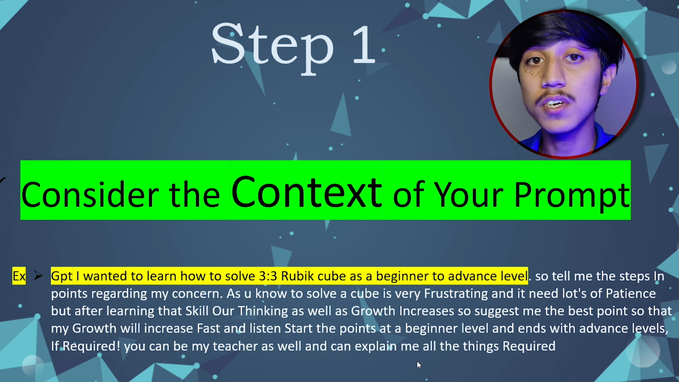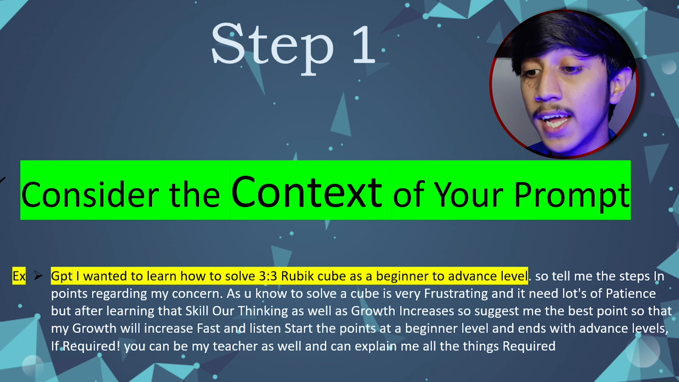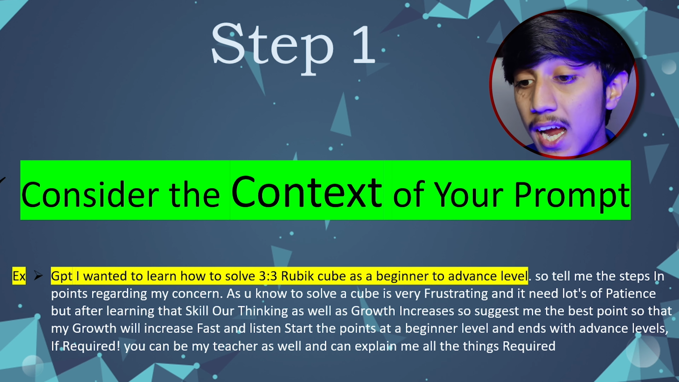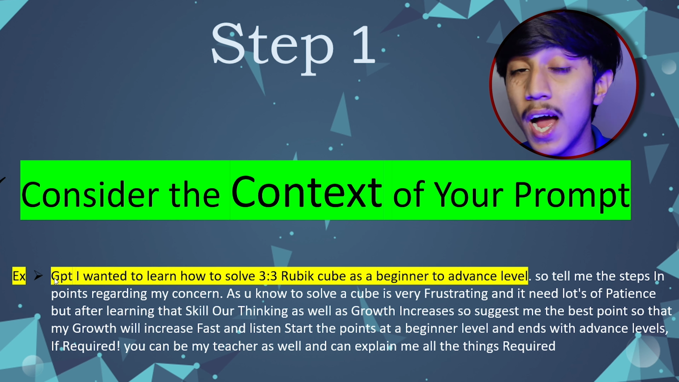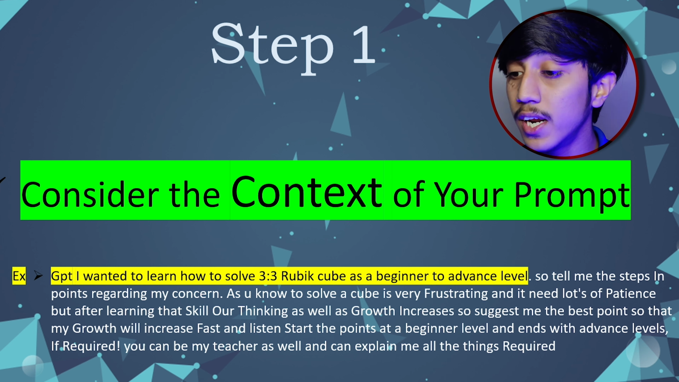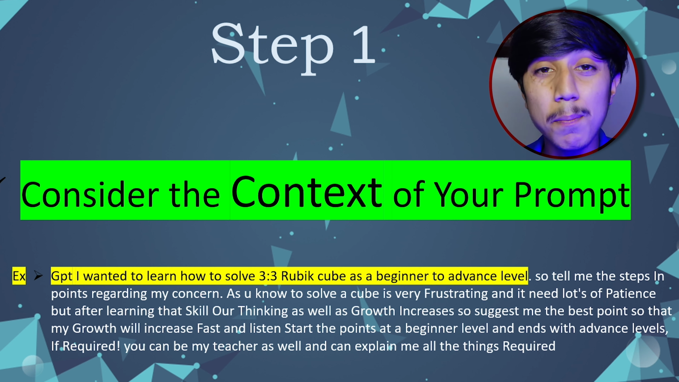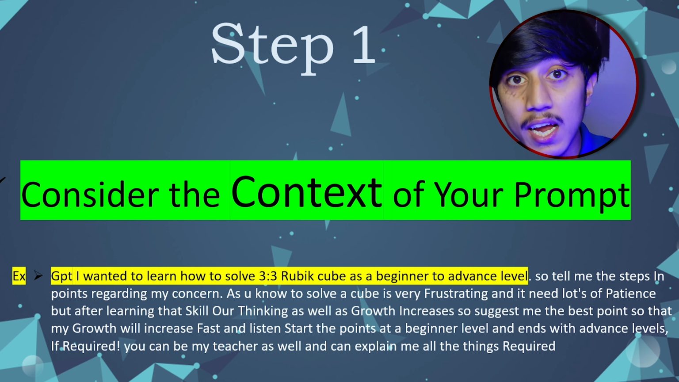So guys, the first step is to consider the context of the prompt. I have considered the context of what I want to know, so I mentioned GPT, I wanted to learn how to solve a 3x3 Rubik's cube. I have mentioned that I want to learn the 3x3 Rubik's cube. And if you don't mention 3x3, GPT has information on all sizes of cubes and it will give you everything. Step 1 is always to consider the context before diving into the prompt.